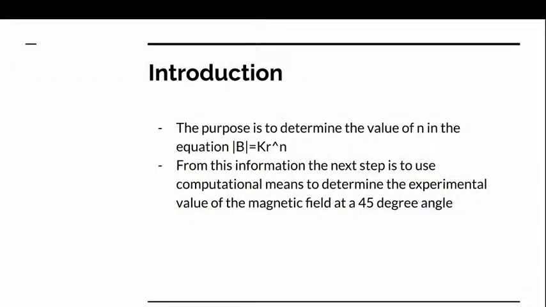The purpose of this experiment was to determine the value of n in the equation B equals k r to the n. This value n tells you the exponent for the input r, which is the distance from the magnet. From this experiment, we also get the value k, which has to do with the magnetic moment of the magnet. Using this information, the next step would be to use computational means, by which I mean Python, to determine the experimental value of the magnetic field at a 45-degree angle.